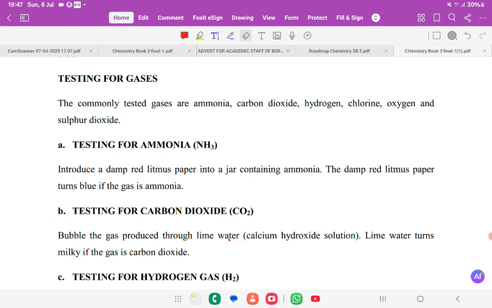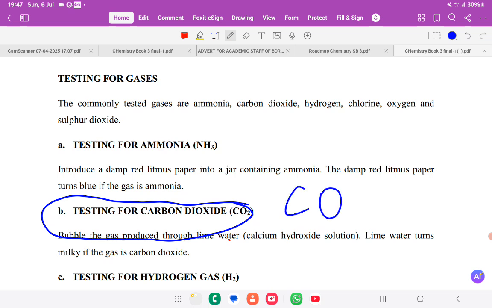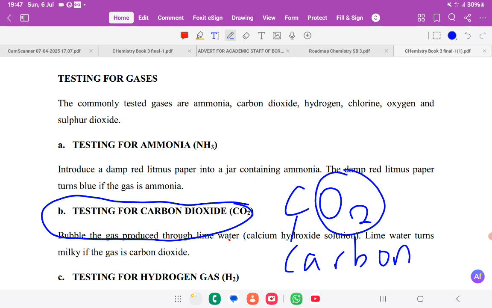Alright, what about testing for carbon dioxide gas? Testing for the presence of carbon dioxide. Remember, carbon dioxide is CO2. It contains 1 carbon and 2 oxygen atoms, which are combined in the ratio of 1 to 2.